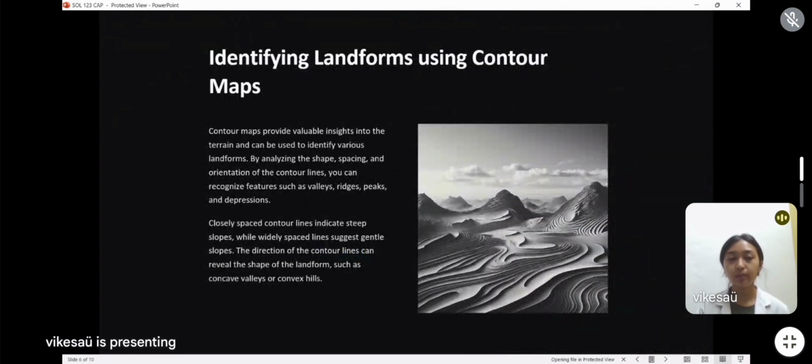Identifying landforms using contour maps. Contour maps provide valuable insight into the terrain and can be used to identify various landforms. By analyzing the shape, spacing, and orientation of the contour lines, you can recognize features such as valleys, ridges, peaks, and depressions. Closely spaced contour lines indicate steep slopes, while widely spaced lines suggest gentle slopes. The direction of the contour lines reveals the shape of the landforms, such as concave valleys and convex hills.